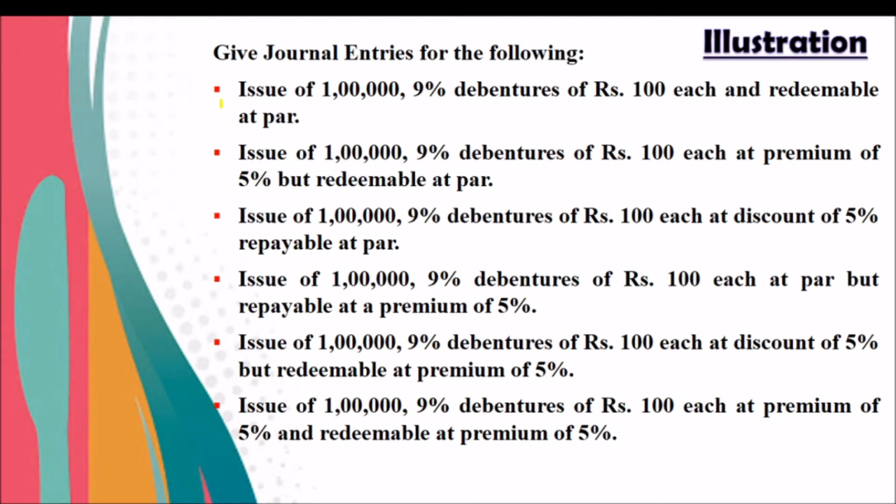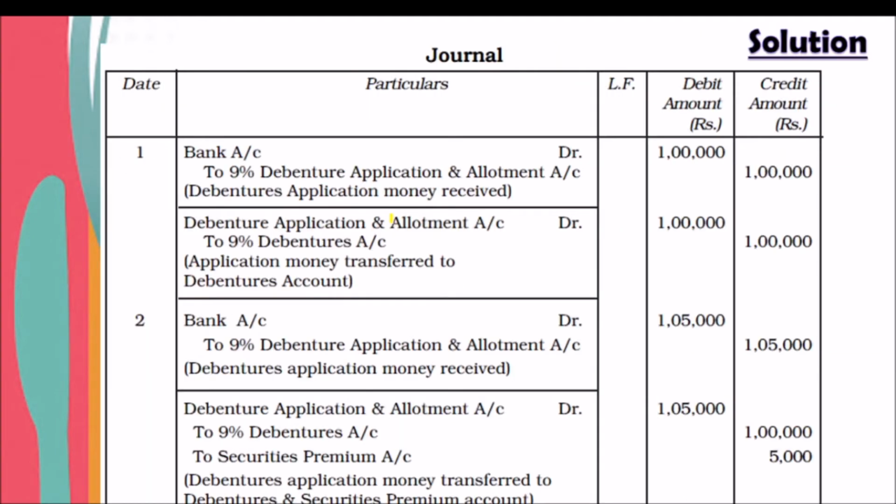So let us see what the entries are for each case. First case, it is issued at par and redeemable at par. It is issued at rupees 100 and redeemable at par. So the entry will be bank account debit to debenture application and allotment account 1 lakh. And second entry, debenture application and allotment account debit to 9% debentures 1 lakh. That is the entry for the first case.